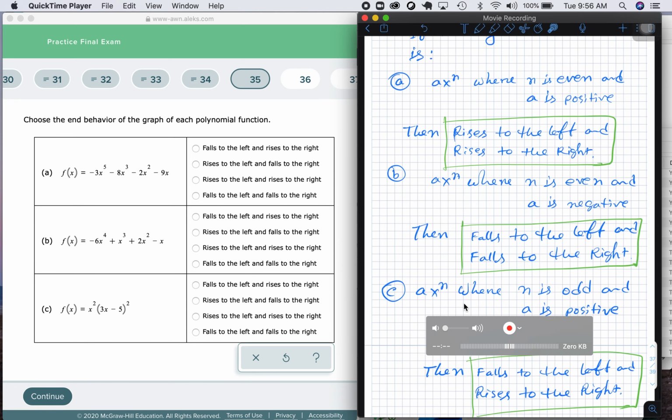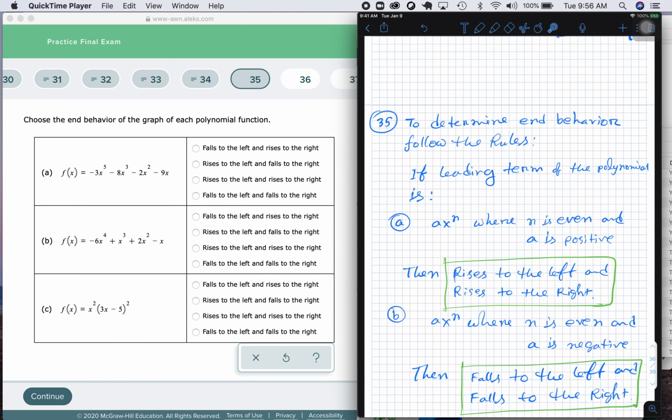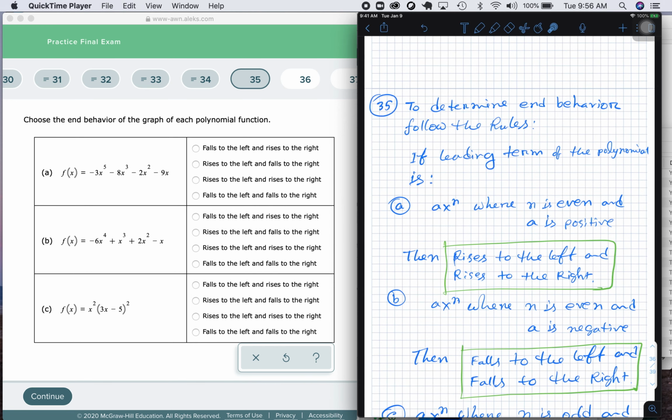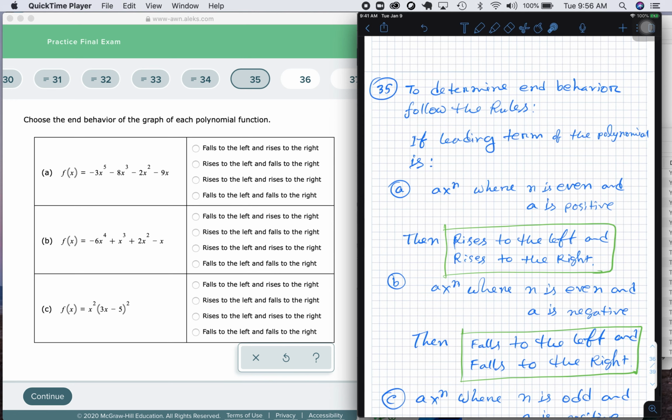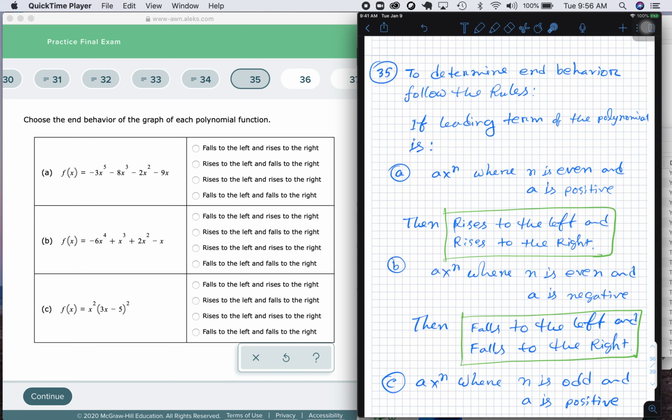To answer question number 35, we need to follow some rules. How do you determine the end behavior? Here I wrote down some rules. Follow this. The first rule: first, determine the leading term from the given polynomial.